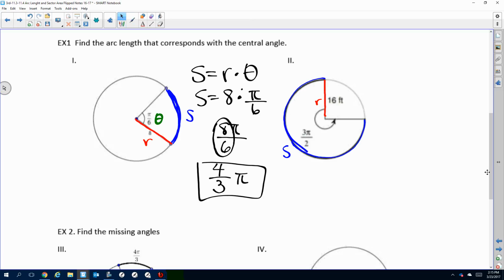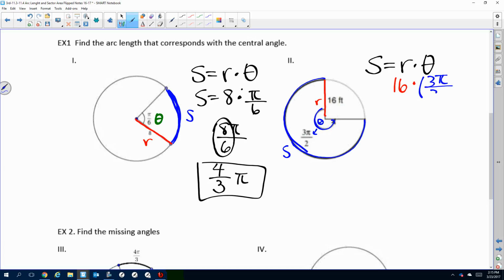So we're just going to plug it into our formula. The arc length is equal to the radius times theta. Write the formula first, then we plug in our parts. To get that S, we take our radius, which is the 16 feet. We multiply it by theta. The theta, this blue arc length goes with this angle here. This is actually our theta. So our theta, we substituted as 3 pi over 2.